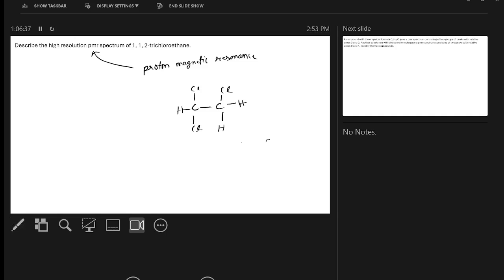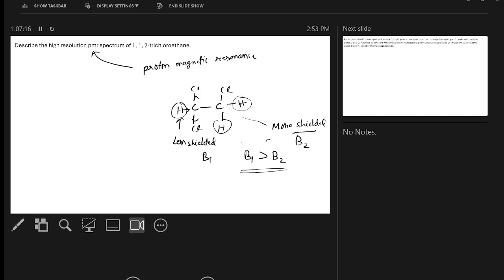High resolution. So first, this carbon has 2 chlorines, and chlorine will pull the electron. This carbon will pull the electron, so this is less shielded. And these 2 hydrogens are more shielded, because this carbon has only 1 chlorine. Less shielded means this magnetic field B1, B2. So your B1 will be greater than B2.